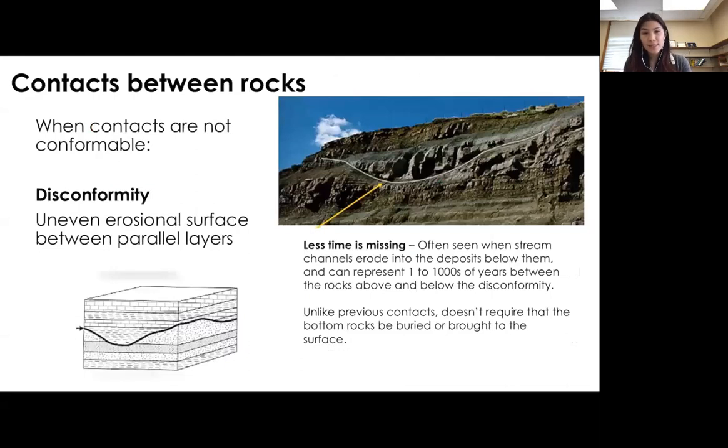In contrast, a disconformity, which is just an uneven layer between two sedimentary rocks, doesn't necessarily indicate that time is missing. We often see these where stream channels have eroded into the deposit below them. That stream channel erosion could occur over timescales of one to thousands of years, so it doesn't need to represent a lot of time that's missing. It could just represent a slight switch in the erosional or depositional process going on.